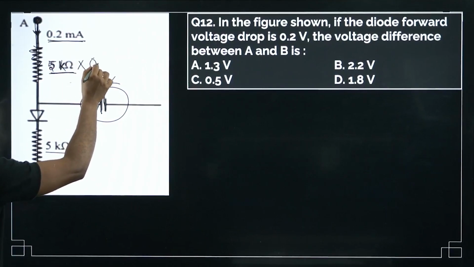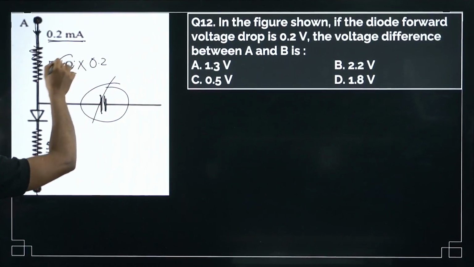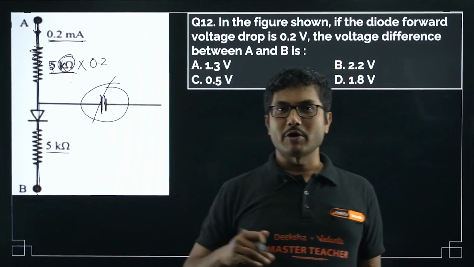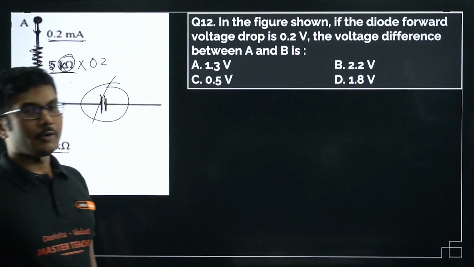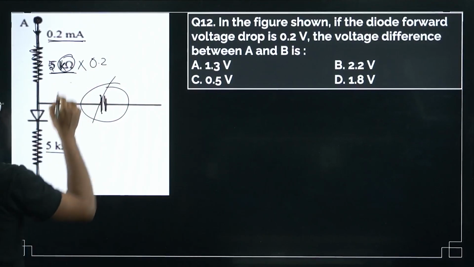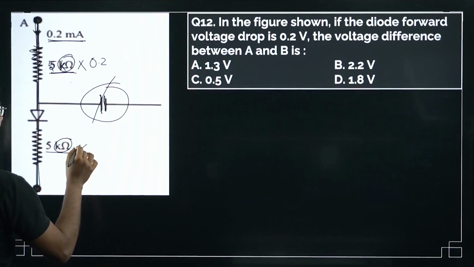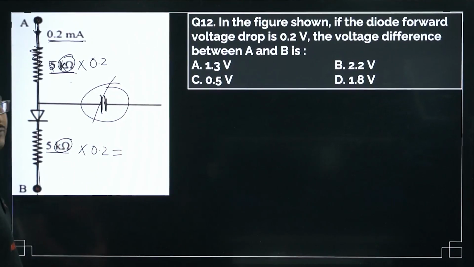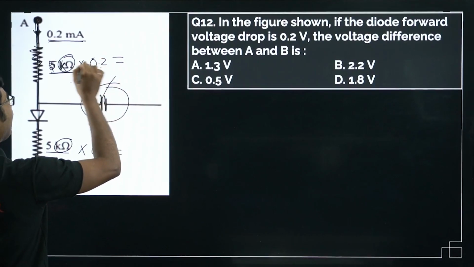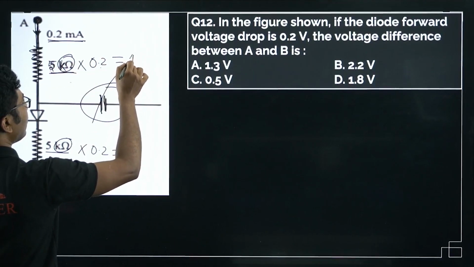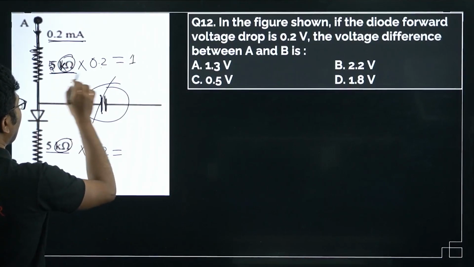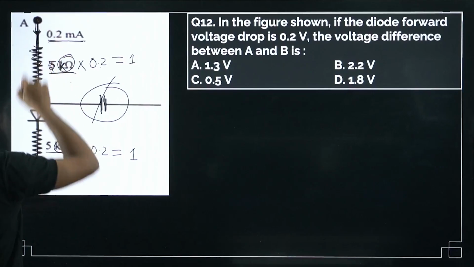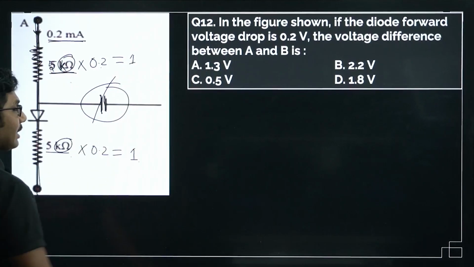Resistance into current. Now milliampere and kilo, milli and kilo are basically reciprocal of each other. Milli is 10 to the power of minus 3, kilo is 10 to the power of plus 3. So they will cancel each other. So basically we will simply multiply 5 into 0.2 and that will give us the value in volt. So this is 0.2 into 5, which is basically 1 volt. And 0.2 into 5 is equal to another 1 volt. So total VA and VB, the voltage should be 1 plus 1, that is 2 volt.